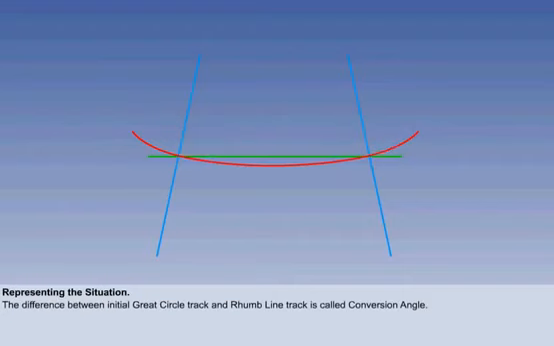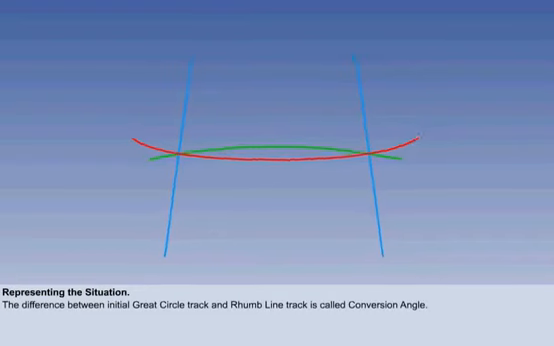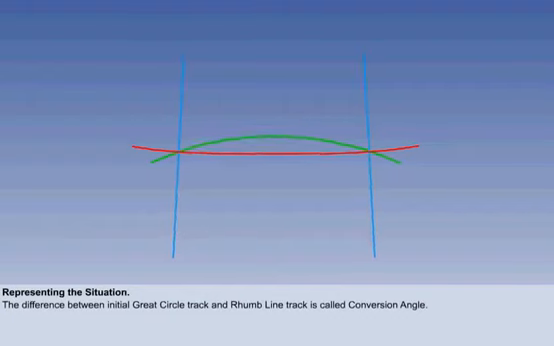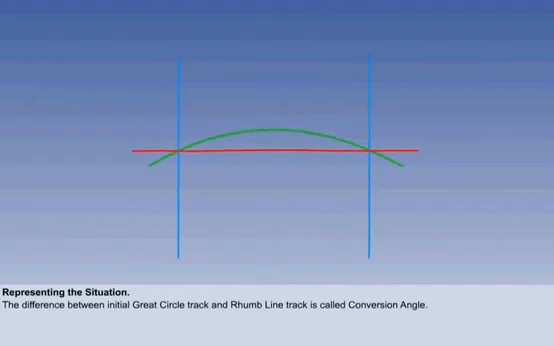A way of avoiding this would be to change our diagram from this to this. Unfortunately, this also introduces some limitations. The meridians are now shown as parallel when they are not, and the great circle now looks like a longer distance than the rhumb line when it is not.